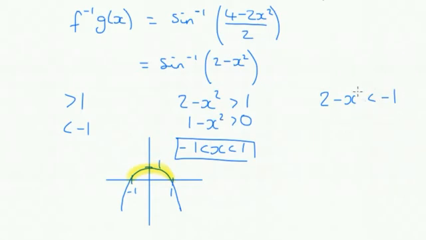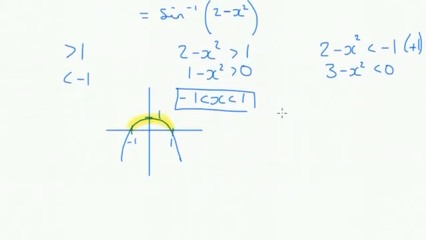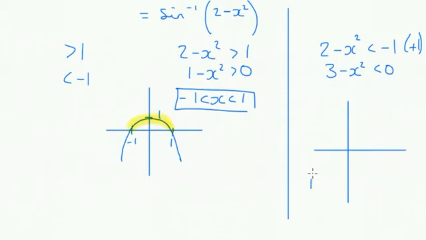The next thing we're going to try and sort out is this one. Oh, I've lost my squared there. So if I add 1 to the other side this time, we're going to have 3 minus x squared is less than 0. And if I draw another quick sketch, this time for 3 minus x squared, that's going to give me this graph. And again, these two values will be root 3 and minus root 3.